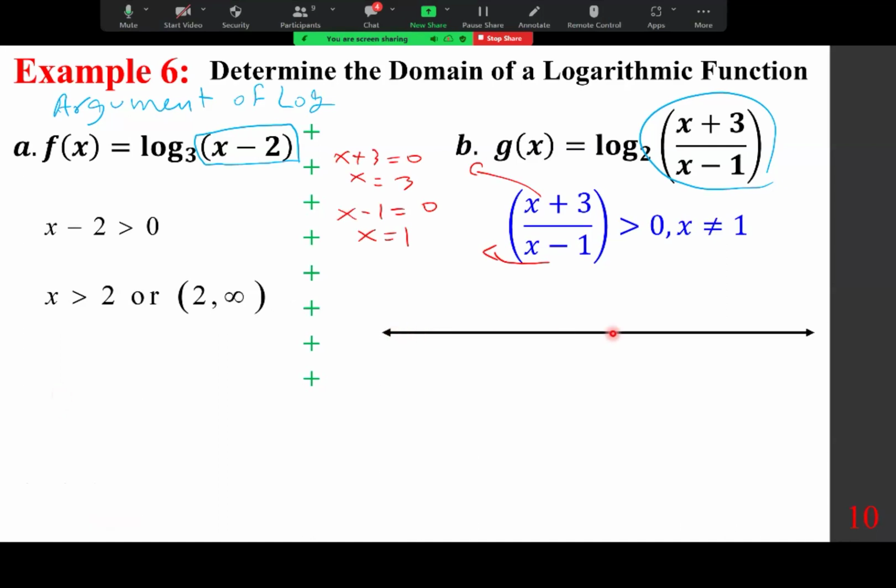On a sign graph, we have a number line going from negative to positive infinity. We are going to put these two numbers. X is minus 3, I'm sorry, everybody. I thought I mentioned minus 3, but I put 3. So minus 3 and 1, we must put them in order. At negative 3, this expression is 0. At 1, it's undefined.